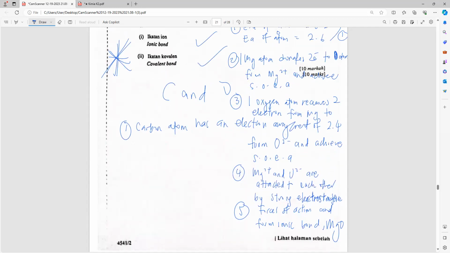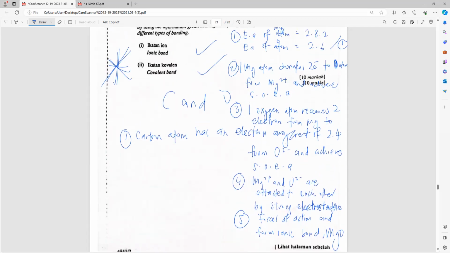Okay, who wants to try the covalent bond? Okay, we do together with teacher. So this is the covalent bond. Just now, Yuga already gave me. Carbon has an electron arrangement of 2.4. Then the other one? Oxygen, right? Oxygen atom has electron arrangement of 2.6. Okay, electron arrangement of 2.6.